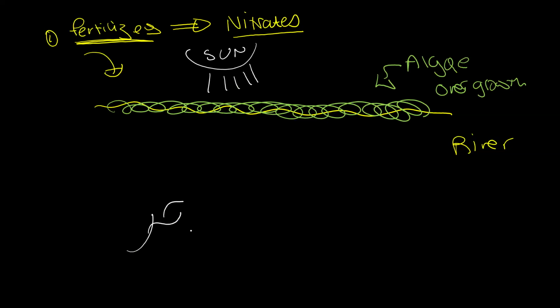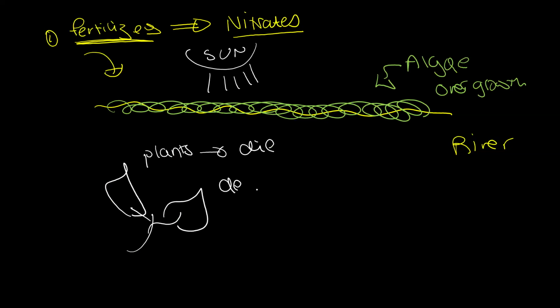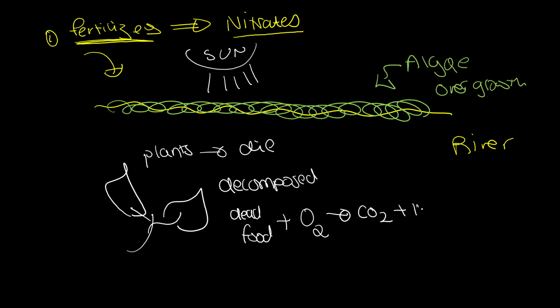What will die inside the river? Plants. Plants will die. And like anything that dies, it will become decomposed. Decomposition is the same as respiration. Dead food will be decomposed by the absorption of oxygen to give me carbon dioxide and water.